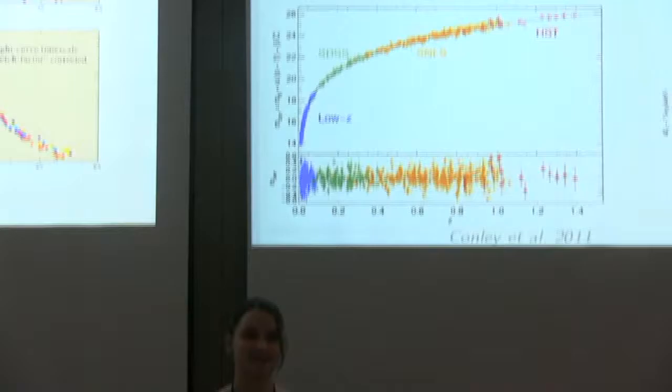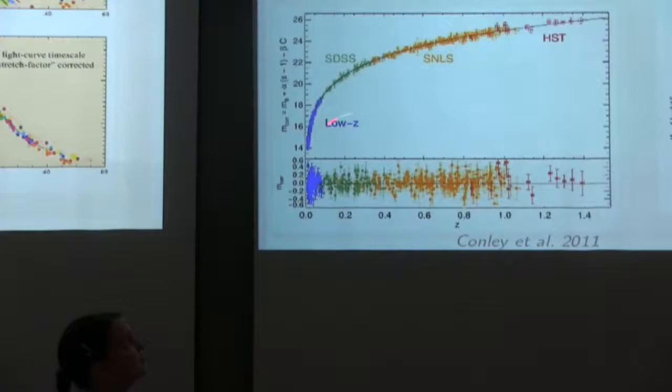So the point is that once you apply the stretch correction, and I'll show you a bit later the actual equation that you use, you end up with this very nice Hubble diagram that I showed you, and you can start testing things like how much dark energy there is, you can start testing things like is it dynamical, etc., etc. We all know how great supernovae are for this.